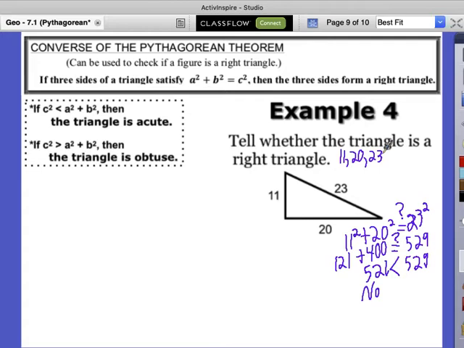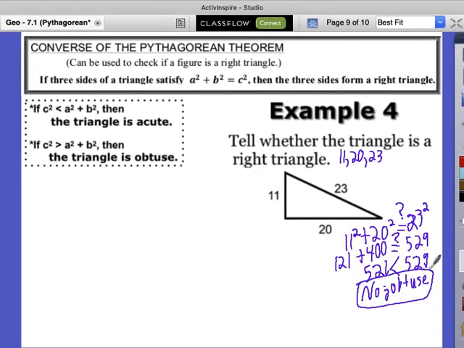Now, additionally, we can actually figure out what type of triangle this is, whether it's acute or obtuse. If our c squared is smaller than a squared plus b squared, then it's acute. If our c squared is bigger, it's obtuse. Acute triangle means all the angles are acute, or all less than 90. Obtuse means that there's one bigger than 90. This one is obtuse because c squared ended up being bigger.